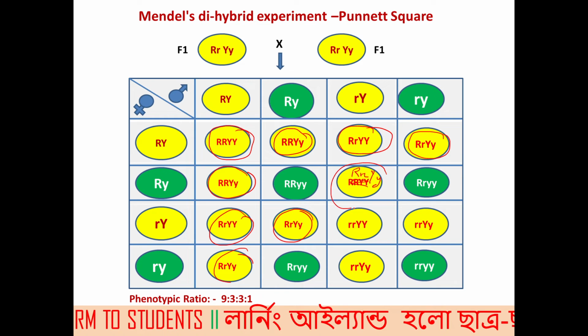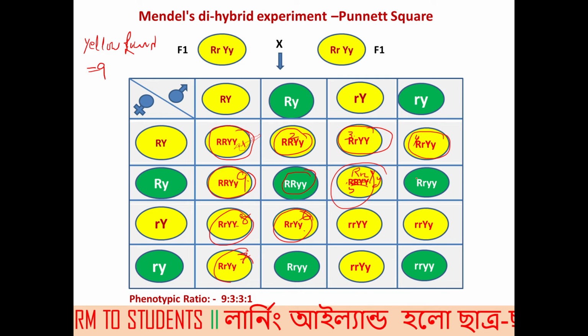This is round and yellow. This is round. So total 1, 2, 3, 4, 5, 6, 7, 8, 9. Again numbering 1, 2, 3, 4, 5, 6, 7, 8, 9. So total 9. So pure yellow and round, total 9 number.